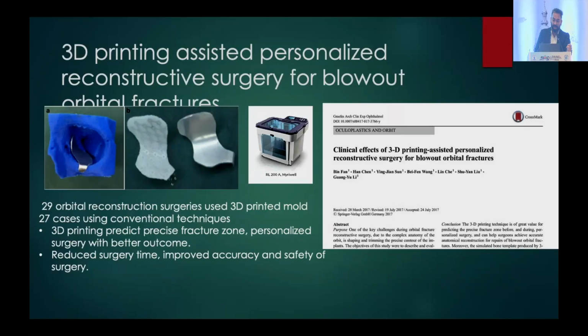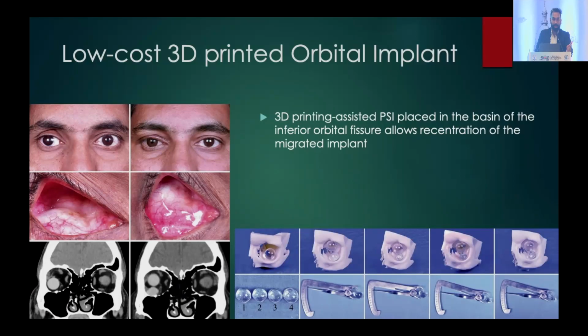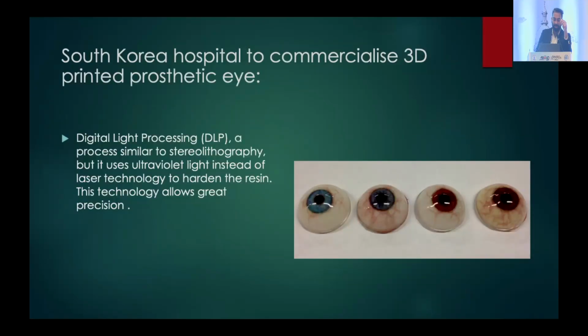There are even reconstructive surgeries where you can use these materials for orbit blowout fractures. There are implants which have been 3D printed nowadays, and they can all be modified according to the case. So if you have a case, you can see how much measurement you want, and you can 3D print exactly the measurement which you want.